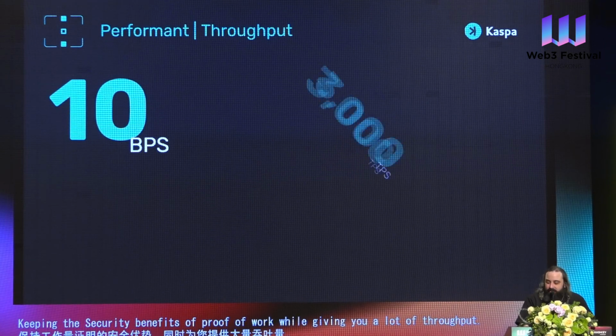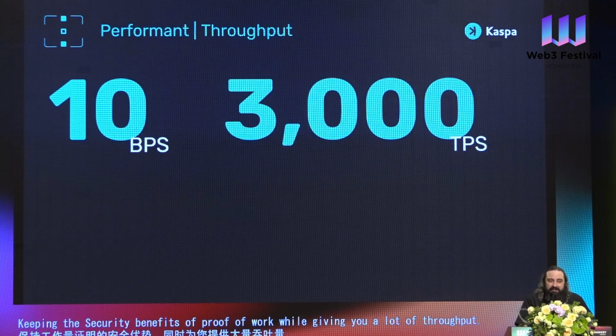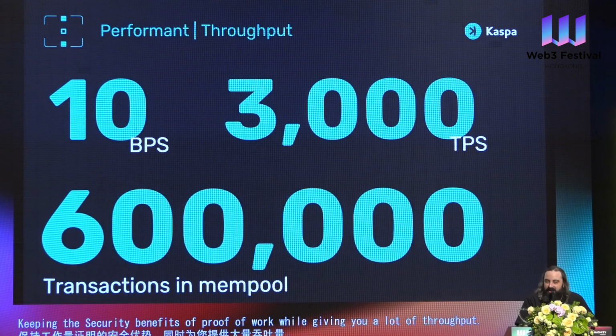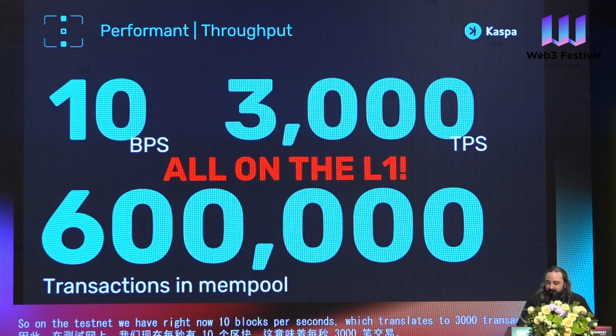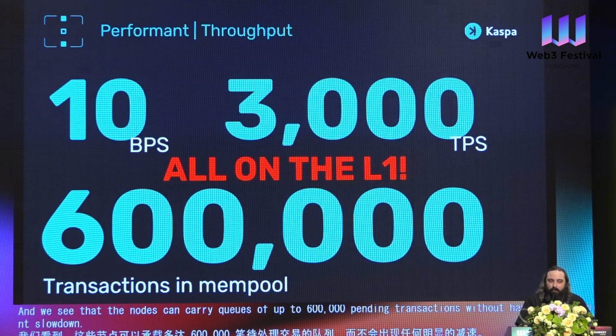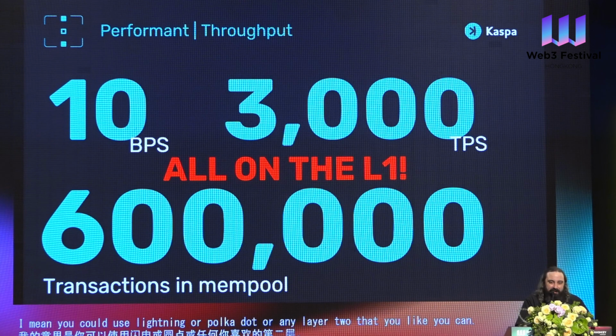So on the testnet, we have right now 10 blocks per second, which translates to 3,000 transactions per second. And we see that the nodes can carry queues of up to 600,000 pending transactions without having any significant slowdown. And all of this is just on the layer 1. I mean, you could use Lightning or Polkadot or any layer 2 that you like. You can import it to Kaspa, and you have a lot of bandwidth to implement this over.